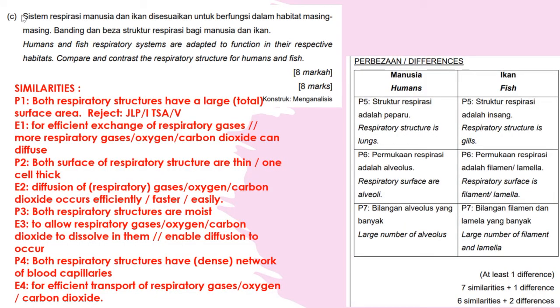Okay, now let's go to question 1c. Human and fish respiratory systems are adapted to function in their respective habitats. Compare and contrast the respiratory structure for humans and fish. So you have to give the similarities and also the differences. When compare and contrast is asked, you have to give similarities and differences. Okay, 8 marks are allocated here.